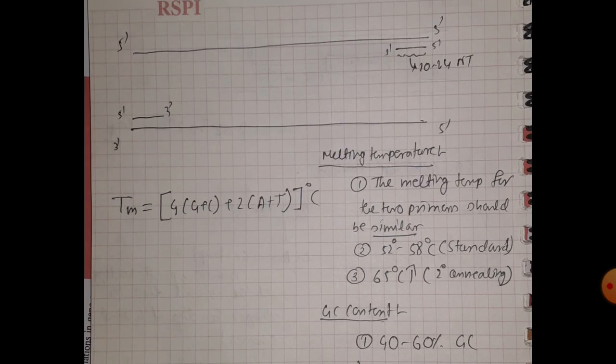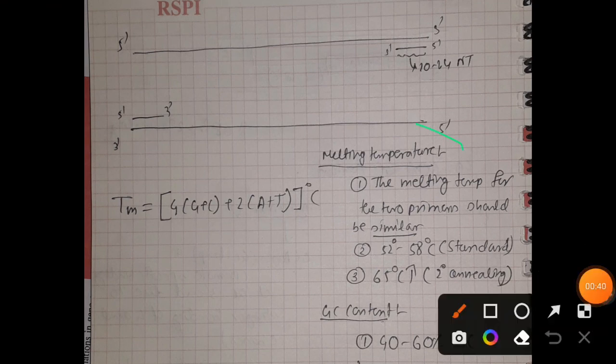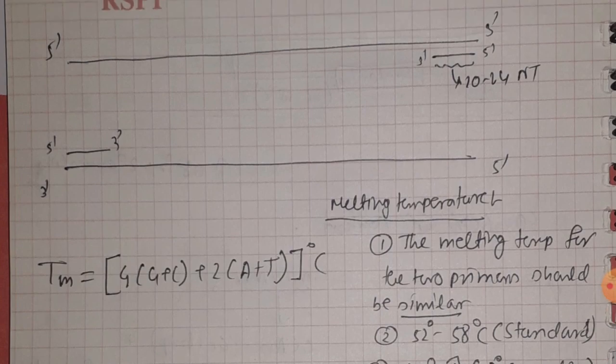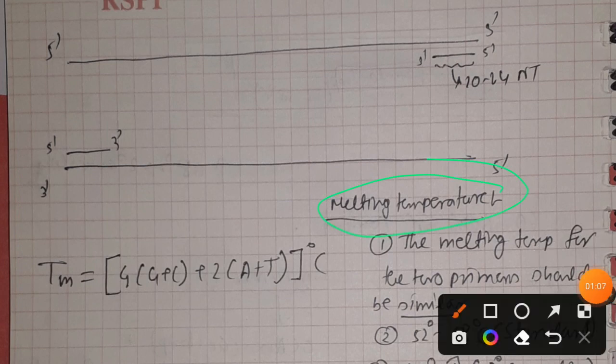Okay. So the first criterion that you should keep in your mind is melting temperature. Okay. So what do we mean by the melting temperature? Melting temperature is the temperature at which half of the double stranded DNA is converted into single stranded DNA molecules. Okay, and it indicates the stability of the duplex, and this is the definition of the melting temperature. But this is not the important thing. The important thing is to understand how melting temperature is necessary, and we should keep the melting temperature in mind whenever we are designing a primer.